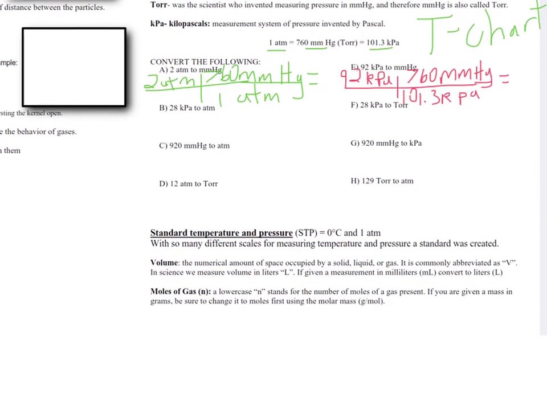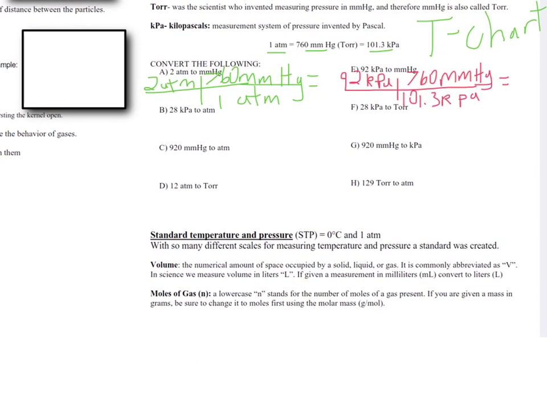The last vocab words you're going to need to be familiar with for this unit are standard temperature and pressure, which we've discussed before, but make sure you have these memorized: 0 degrees Celsius and 1 atm. Volume, which is the numerical amount of space occupied by a solid, liquid, or a gas. Hopefully you know this already. And then for moles of gas, we're going to be using this little symbol, lowercase n, whenever we do our calculations with it. We will not be doing just stoichiometry. We'll be using algebraic equations as well.